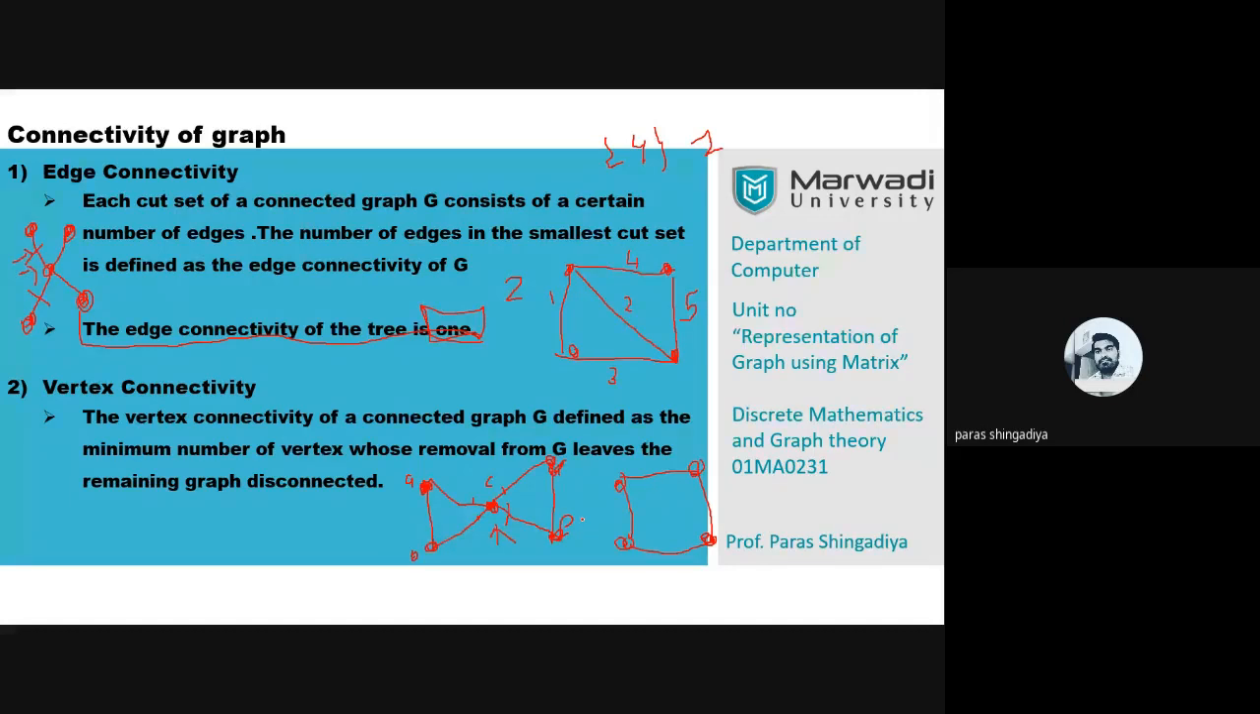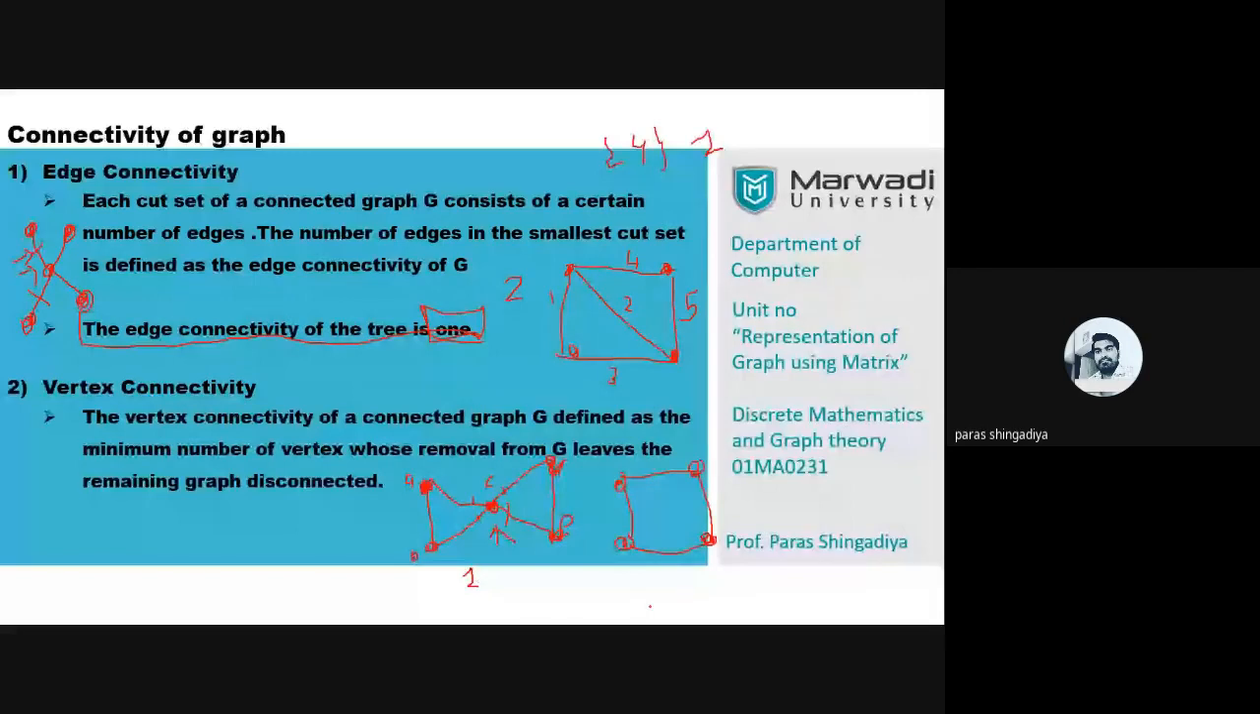So only this one vertex C, which I delete from graph G, makes the graph into two parts. So the vertex connectivity of the first graph is 1. I delete just a single vertex, which makes the graph into two parts. That is the minimum possibility. Then think for the second graph. There are 4 vertices here, in a rectangle. Can we make the graph disconnected by deleting a single vertex in the second graph? No, it is not possible.